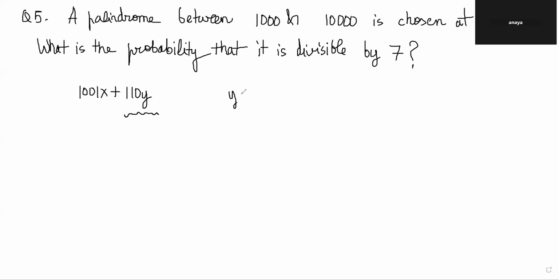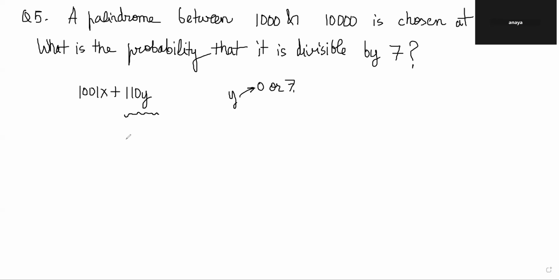So then x can be 9 values and y can be 2 values. X is 9 values because you can't have a 0 there, because it's the starting digit. So you get 9 times 2 for 18 palindromes divisible by 7. And then the total number of palindromes you can get from 1000 to 10,000 is 9 times 10 times 1, so 90. And then 18 over 90 is 1/5.